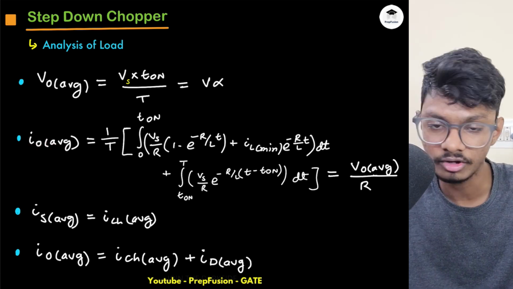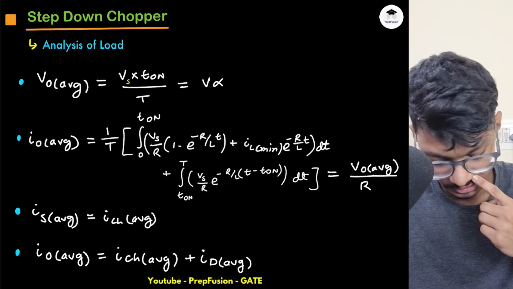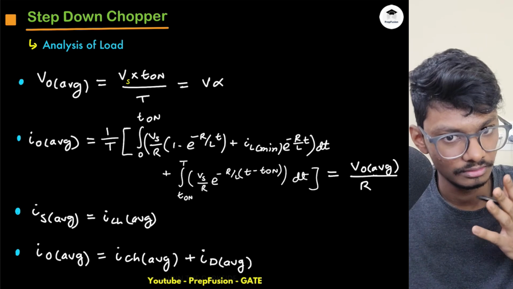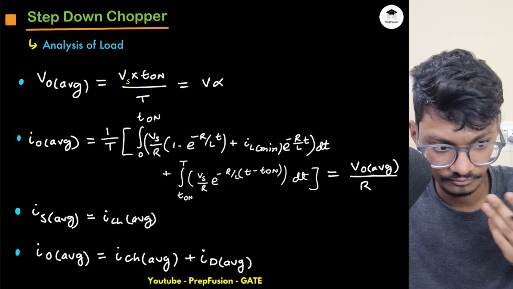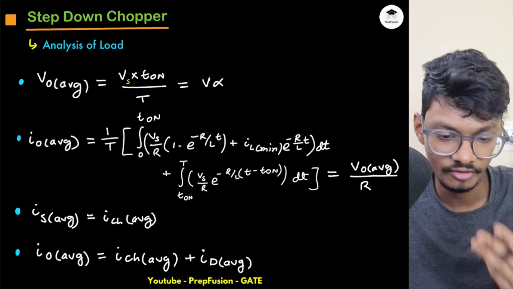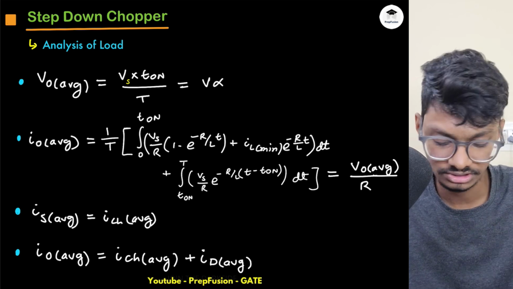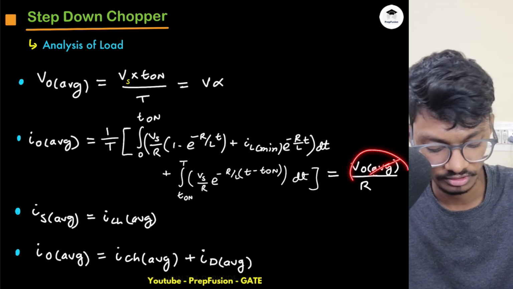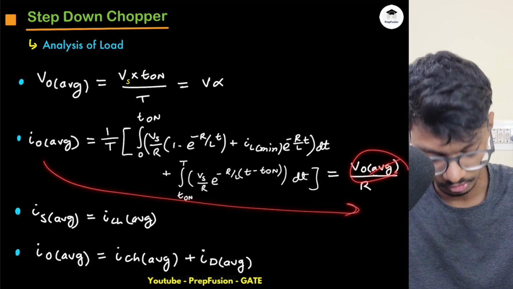Then IO average. What will be IO average? IO average is basically VO average by R. Why? Because the average voltage across the inductor is 0. So only VO average is left, and I can find out my IO average like this.